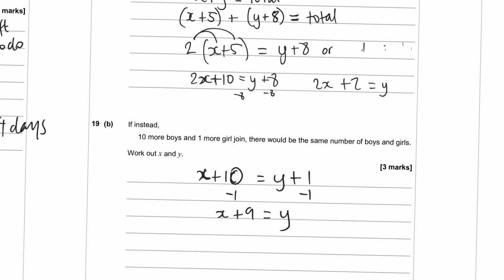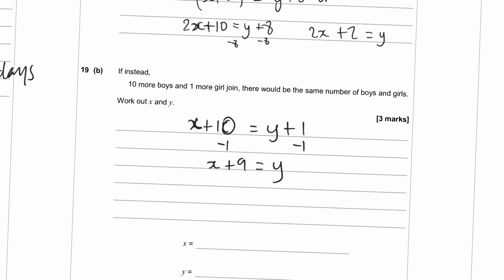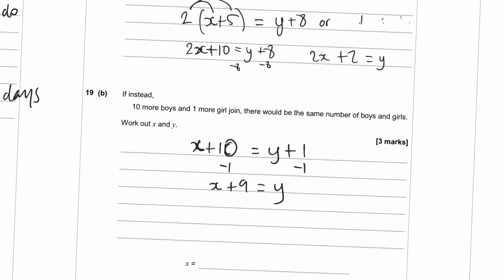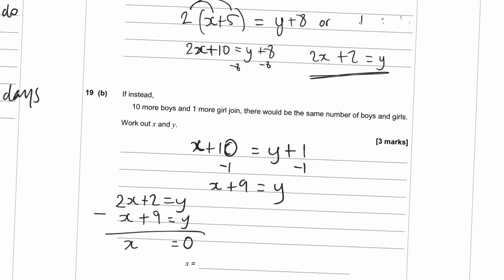Onto our simultaneous equations now. We're going to use the equation up here, so we'll have our 2x plus 2 is equal to y, and we'll have our x plus 9 is equal to y. What we can do is subtract one equation from the other. That's going to leave us with 0. 2x minus x will be x. Positive 2 minus 9 leaves us with minus 7. So x minus 7 is equal to 0. Therefore x is equal to 7.